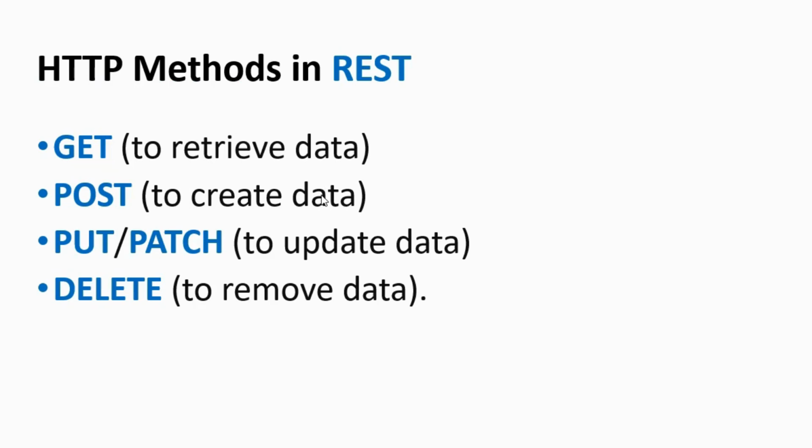We use post to create data. For example, when we register, we are creating a new user, so that's why we use post to do that. Put and patch are used to update data. For example, if you want to change your name or email address inside an application, the code responsible for that is put or patch. And if you want to delete your user information, you use the delete method in REST API.